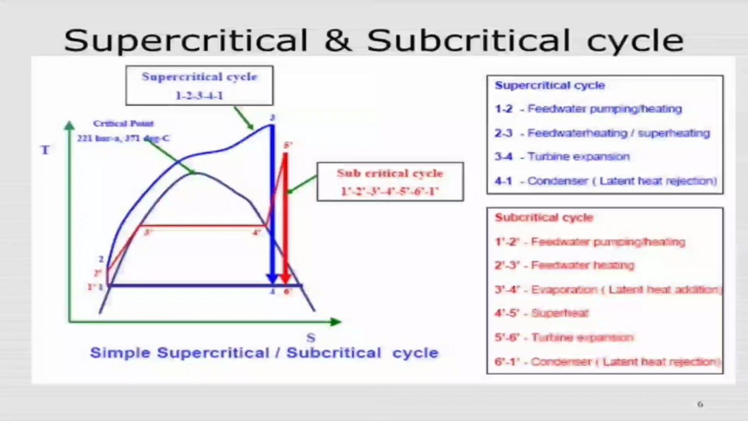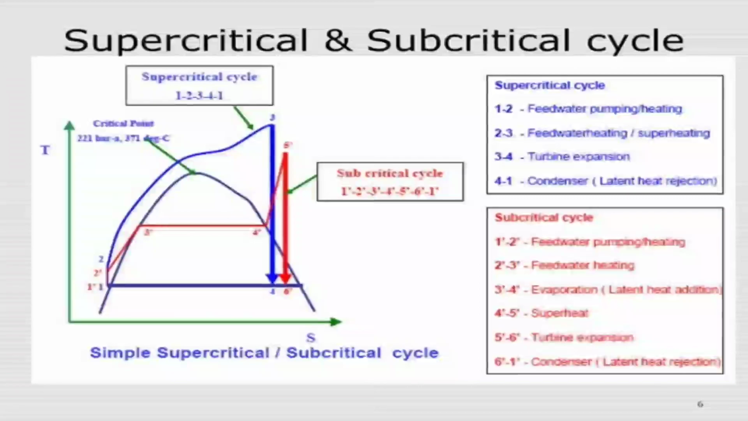In the subcritical cycle, process 1 to 2 is a feed water pumping and heating process, 2 to 3 is a feed water heating and superheating process, process 3 to 4 is a turbine expansion process, and 4 to 1 is a condensation, that is a latent heat rejection process.